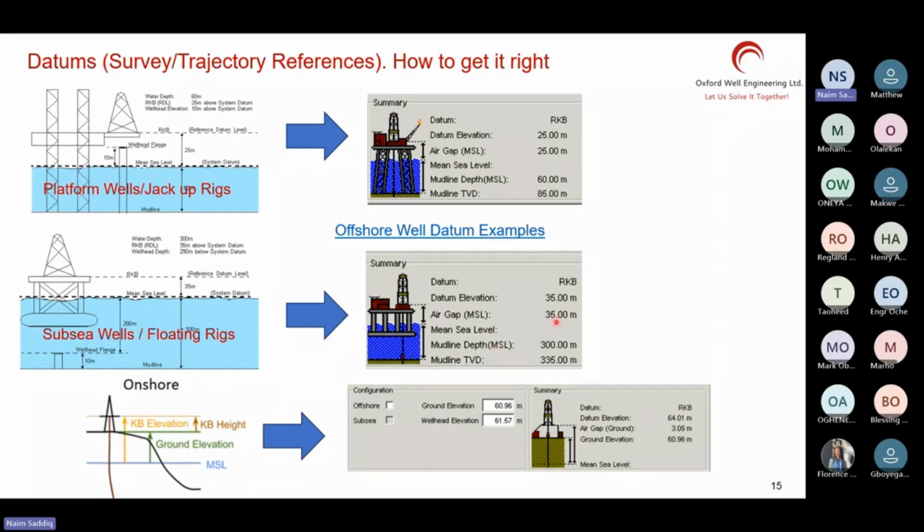The air gap should be a small number, and water depth should go here, which is the mudline depth. What it is saying is the mudline depth is this, and then you have an air gap sitting on top, and you're measuring from the summation of it, which is 335 in this case.